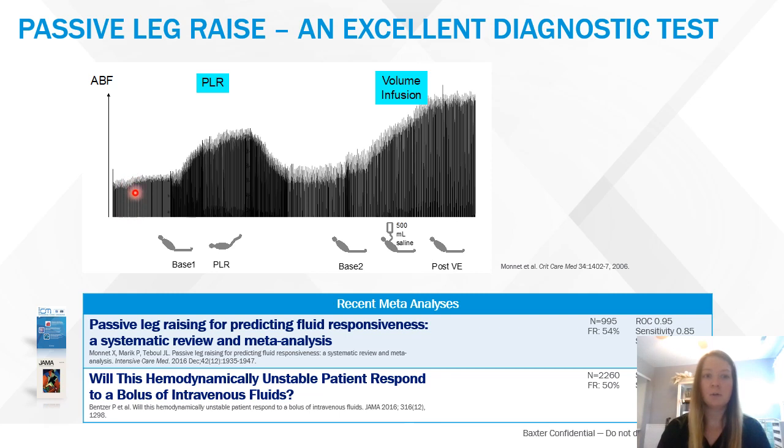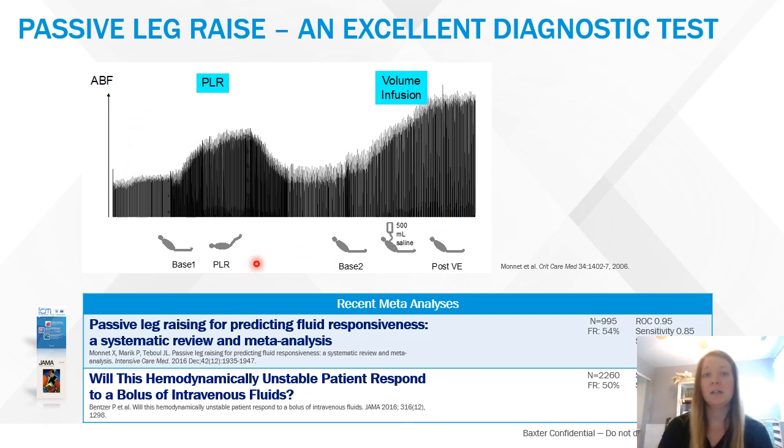Now, all of these little black lines, this is stroke volume. And remember, stroke volume is the amount of blood that is ejected out of the heart with every single heartbeat. This is my blood flow. Now, what we did is we laid this patient flat and we put legs in the air at a 45-degree angle. And now we can see that this patient's stroke volume is increasing. So if you wanted a visual, if someone was volume responsive, this would be it.